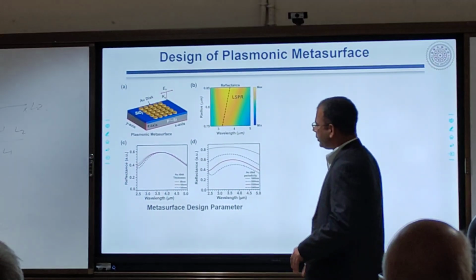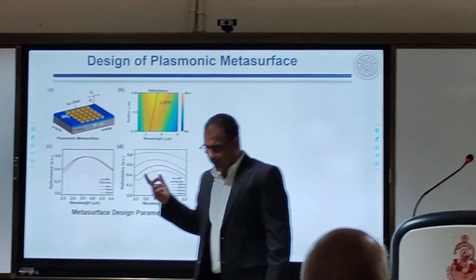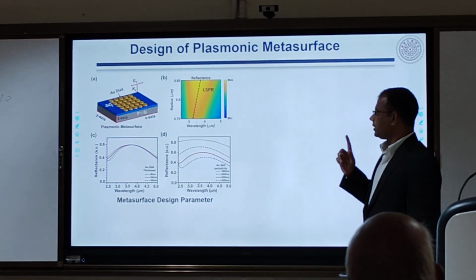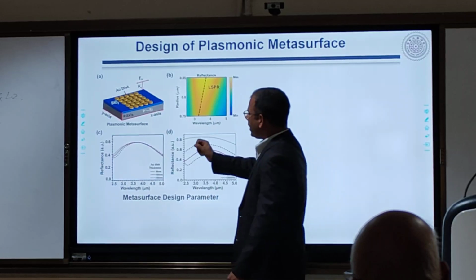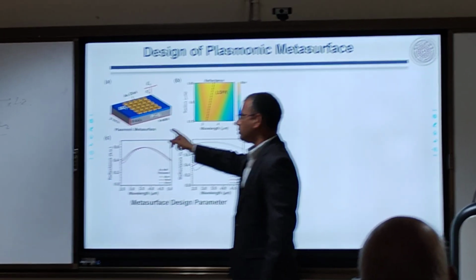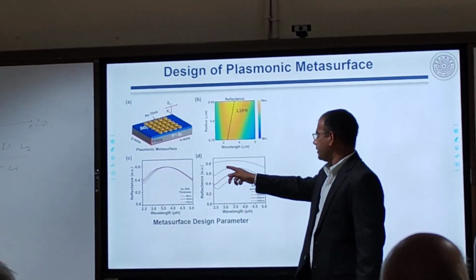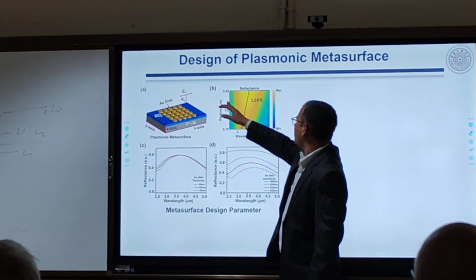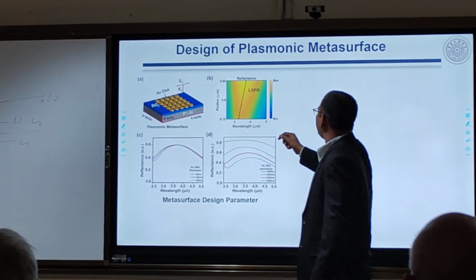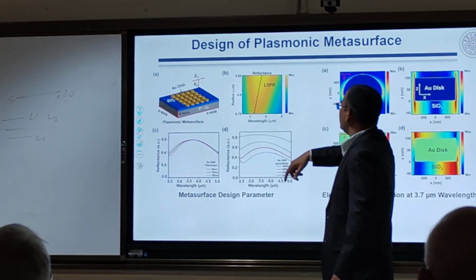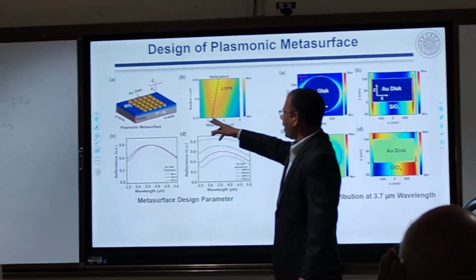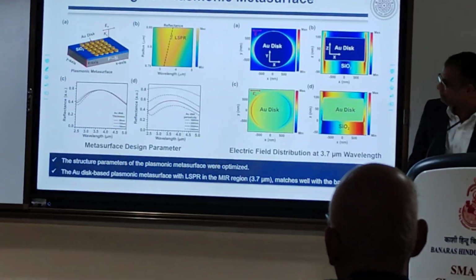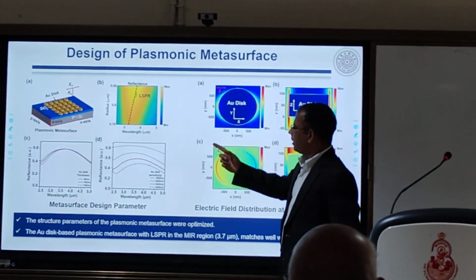So how did we design it? Bulk black phosphorus has its band edge in the mid-infrared region, at 3.7 microns. So we designed this metasurface to have resonance in the mid-infrared region. Here you can see that we varied the parameters, the radius, and here is the wavelength, and this is the reflectance intensity. We wanted to have the highest reflectance intensity at 3.7 microns.